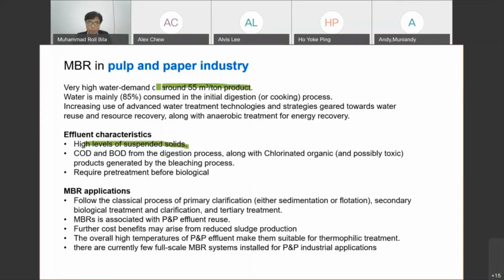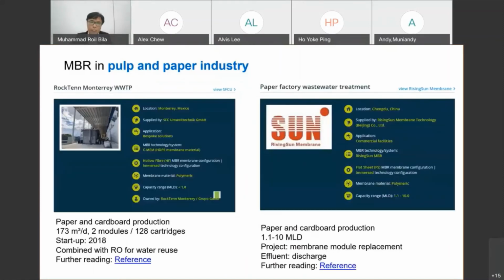This kind of industry really depends on the water grid to supply the water, and if there is any problem, they will have some security issue in supplying their water. So I think it is a good time to start thinking about implementation of MBR to treat pulp and paper industrial wastewater. There's some detail I will skip because of time, but I will show you some case studies. There's one case study I found in Brazil.